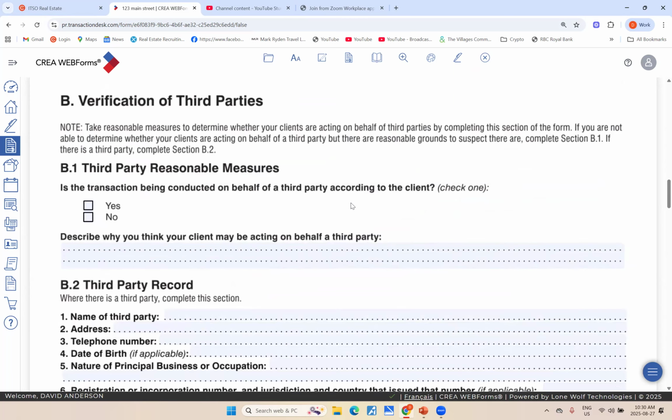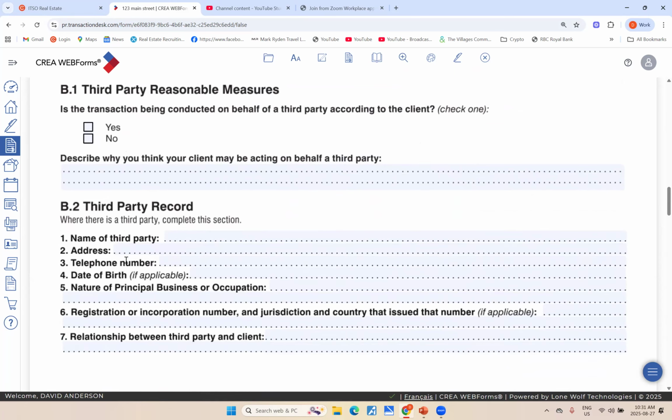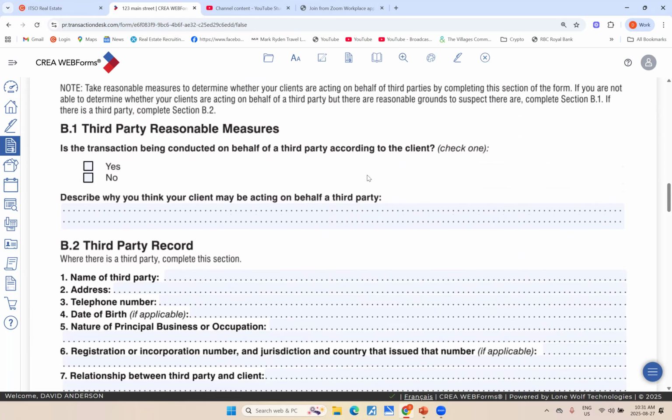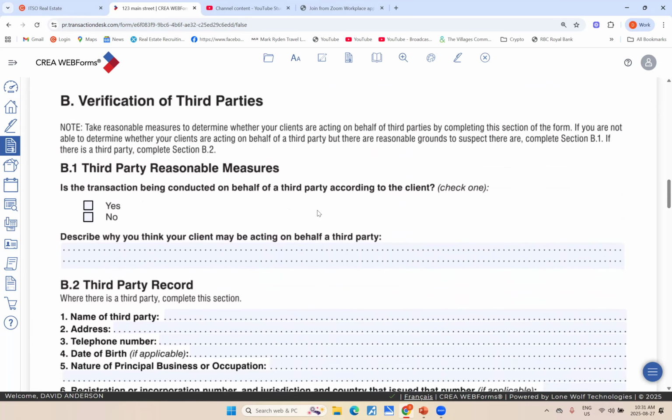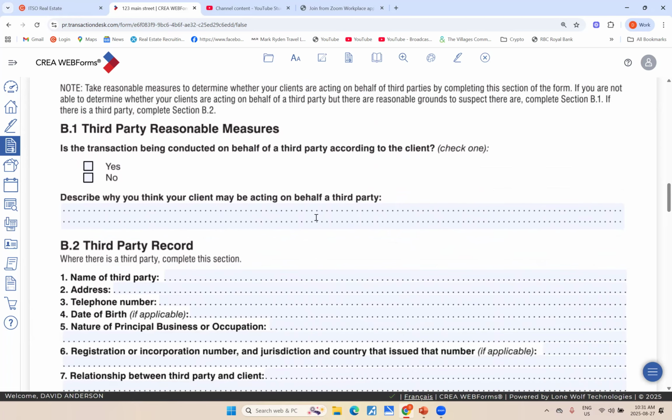Third parties. So take reasonable measures to determine whether your clients are acting on behalf of third parties by completing this section of the form. If you are not able to determine whether your clients are acting on behalf of a third party, but there are reasonable grounds to suspect there are, complete B1. If there is a third party, complete B2. So B1 says, is the transaction being conducted on behalf of a third party according to the client? Check yes or no, and describe why you think your client may be acting on behalf of a third party. So who would a third party be? Maybe a buyer from a different province or a different country, and your person is acting on their behalf.